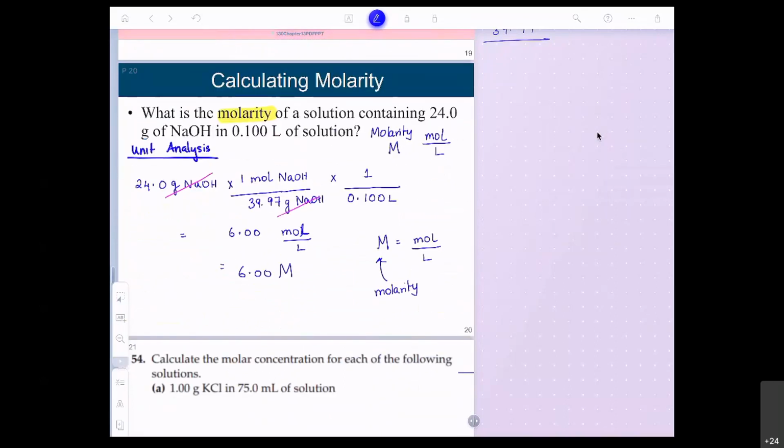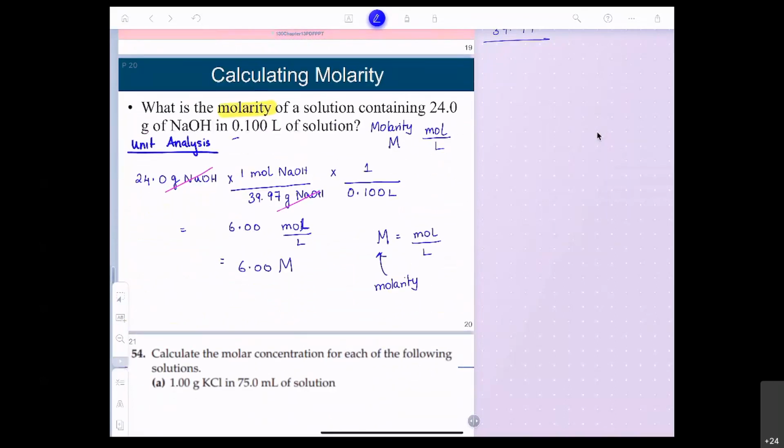But my focus is more on unit analysis because that's what they want you to know, especially students who go to engineering, where unit analysis is called dimensional analysis and takes great significance. And in Gen Chem, you'll use unit analysis. Okay, any questions on this one?